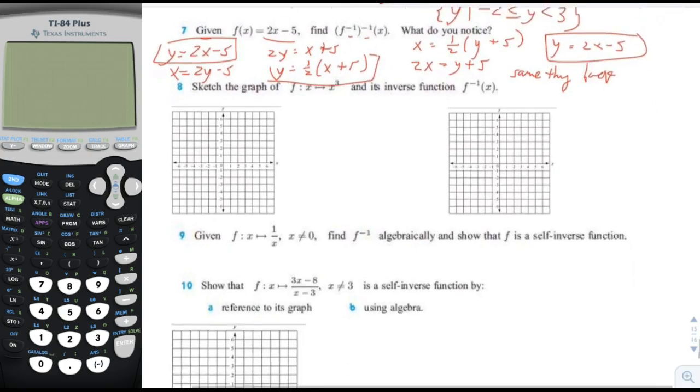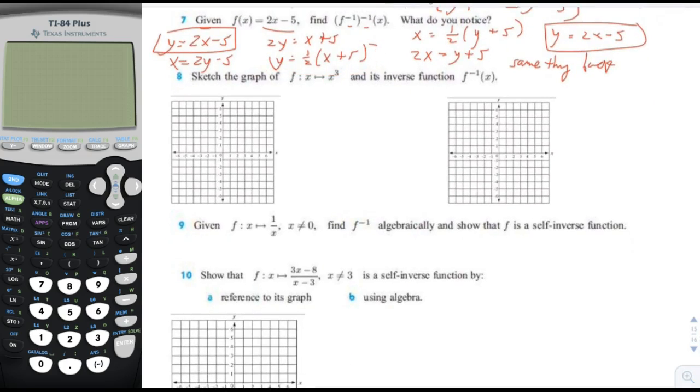Okay. 8. Sketch the graph of the function x cubed and its inverse function. Okay. X cubed, you can graph out a few points just in case you don't remember. 0 goes to 0. -1 goes to -1. 1 goes to 1. -2 goes to -8. 2 goes to 8. So we can graph a few points here. So 2 goes to 8. -1 goes to -1. So it looks kind of like that.